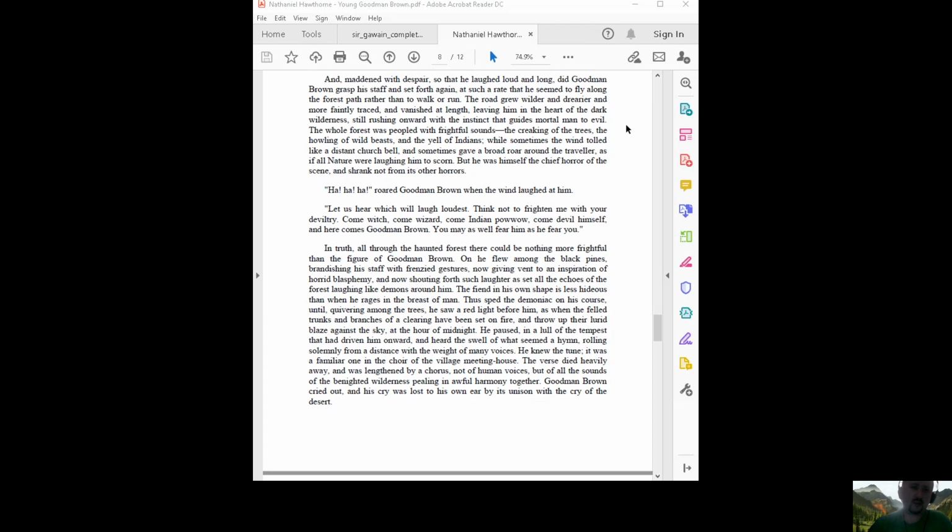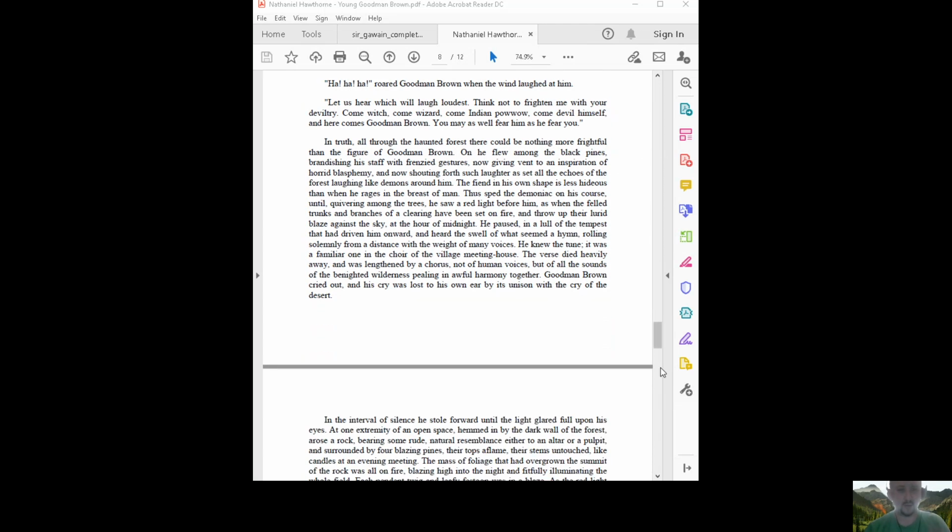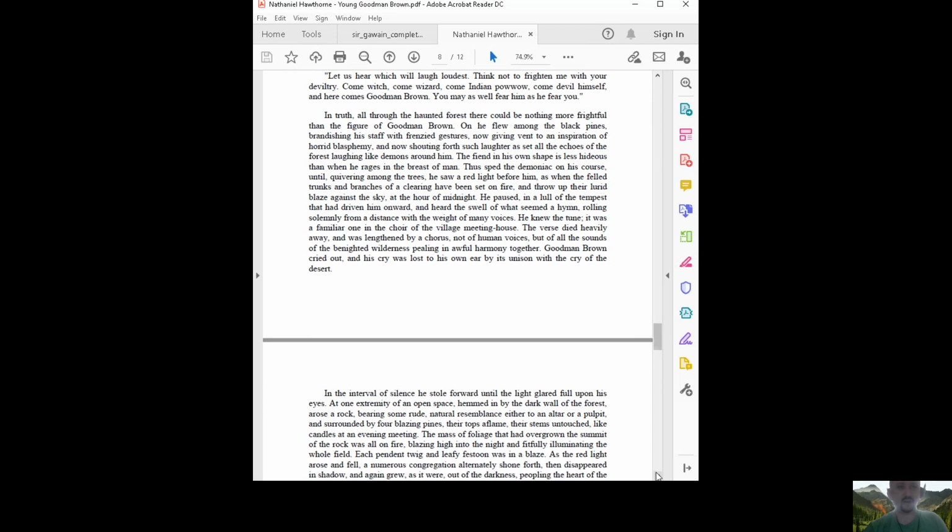The whole forest was peopled with frightful sounds, the creaking of the trees, the howling of the wild beasts, the yell of the Indians, while sometimes the wind tolled like a distant church bell, and sometimes gave a broad roar around the traveler, as if all nature were laughing him to scorn. But he was himself the chief horror of the scene, and shrank not from its other horrors. "Ha ha ha!" roared Goodman Brown, when the wind laughed at him. So he's lost his darn mind, I guess, at this point. Definitely lost his faith. He's buddies with Satan now. This walk has not done his faith very much good at all.